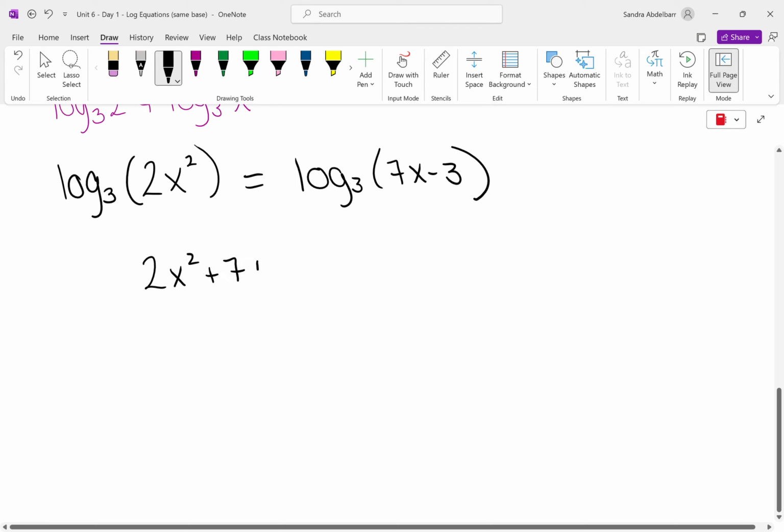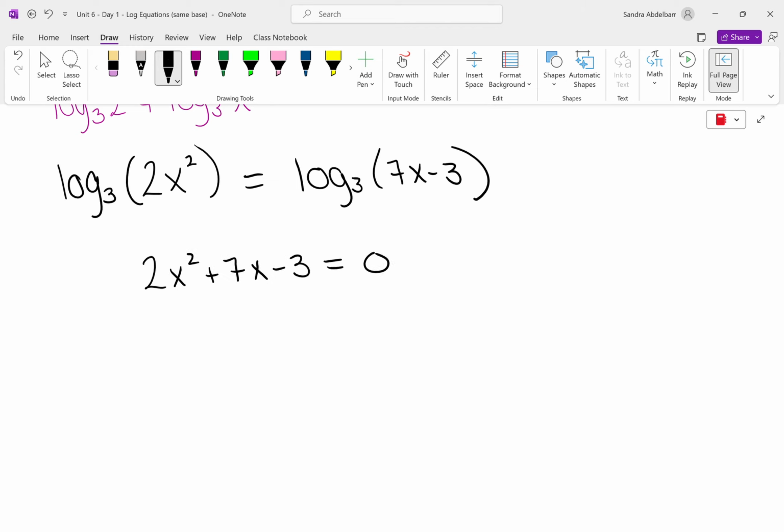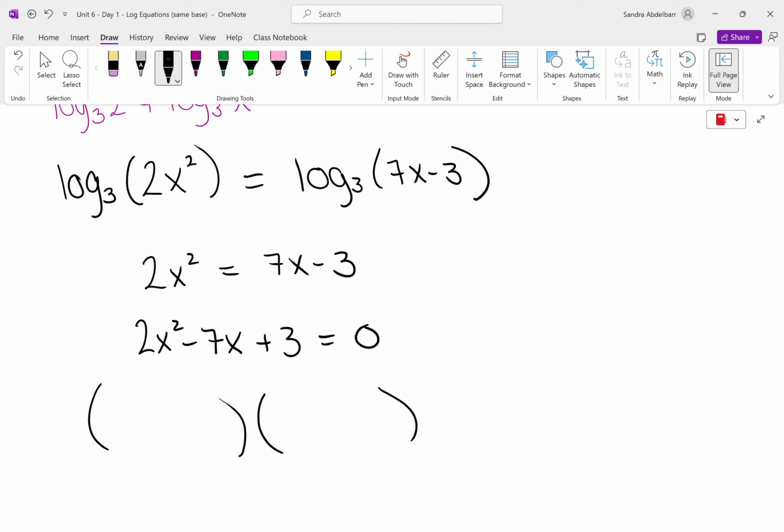So we're going to say 2x squared plus 7x minus 3 is equal to 0. Oh, sorry. It's not equal to 0. 2x squared is equal to 7x minus 3. What am I going to have to do here? Set it equal to 0 so we can do what? Factor. So we're going to subtract the 7x. We're going to add the 3. And now it's set equal to 0. Now we factor.